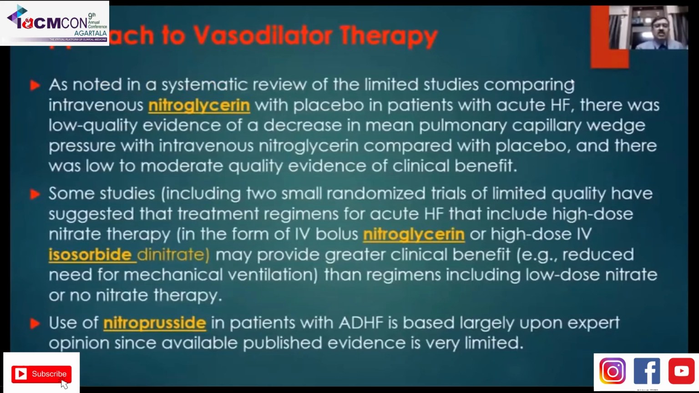Some studies have shown that a higher dose of nitroglycerin or high dose of IV isosorbide dinitrate is better than the lower dosage, but there is again limited evidence in favor of this argument. Use of nitroprusside in patients with ADHF is based largely upon expert opinion, since available published evidence is very limited.